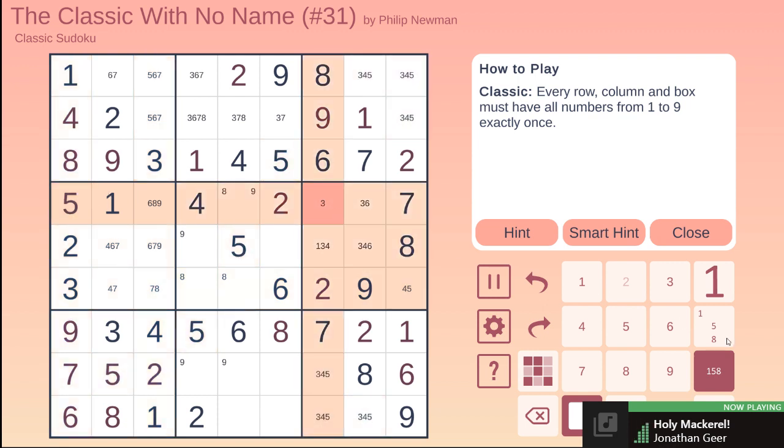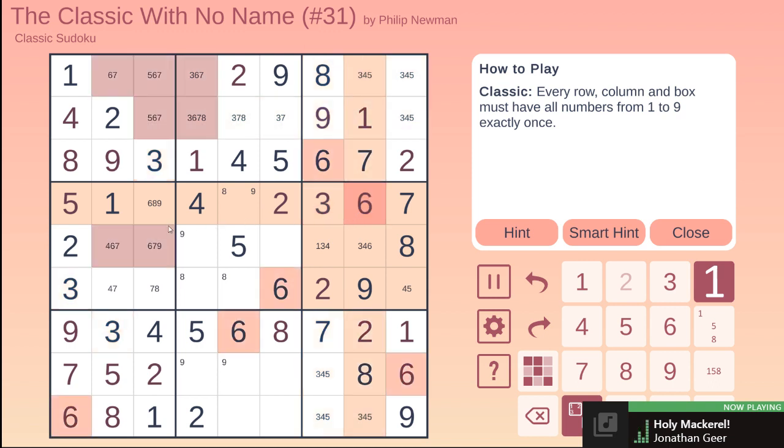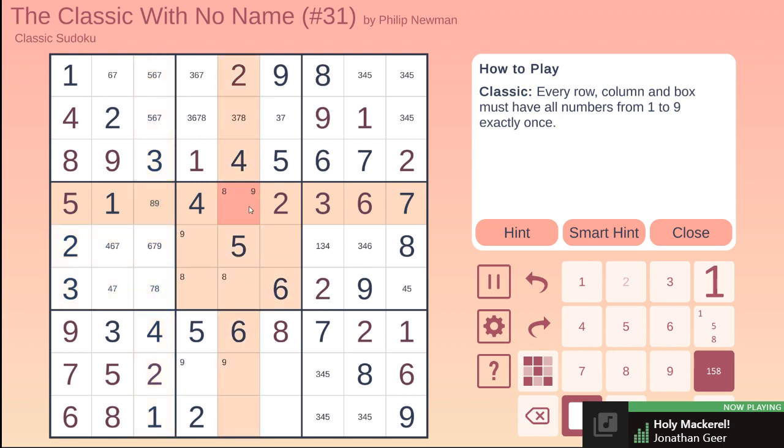Which means this is a 3. We just know this. This is a 6. Which means this is an 8, 9 pair. That's very helpful.